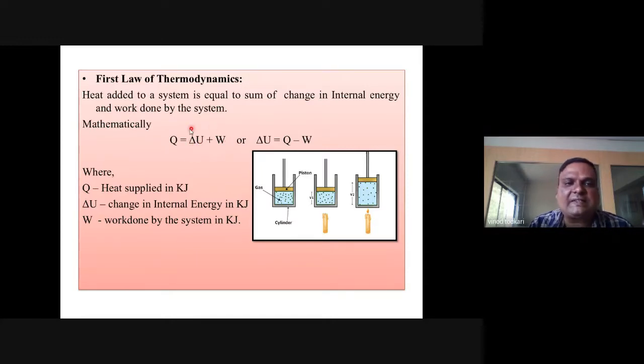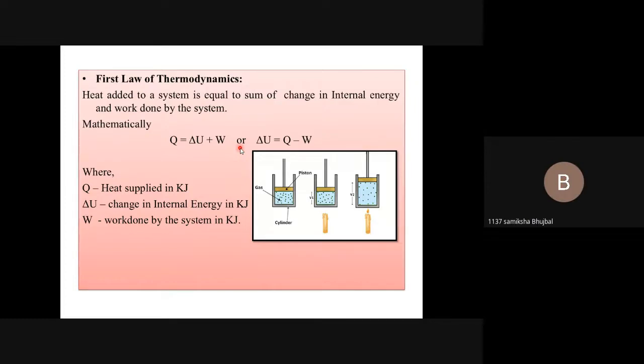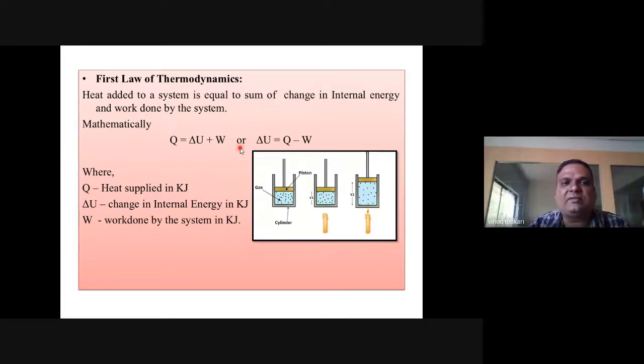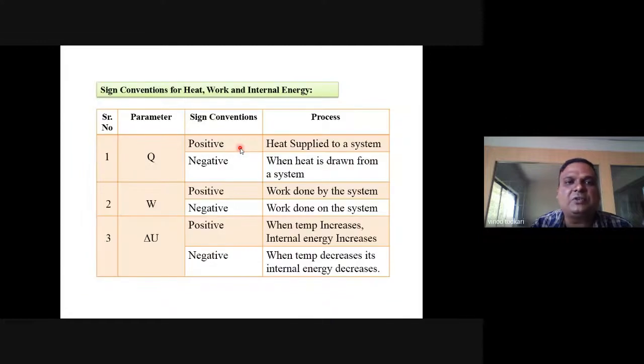See, this is called the first law of thermodynamics. This is the mathematical form of the first law of thermodynamics. So what is the mathematical form of the first law of thermodynamics? Q is equal to delta U plus W. Excellent. Q is equal to delta U plus W. I believe that this concept is clear to all of you.